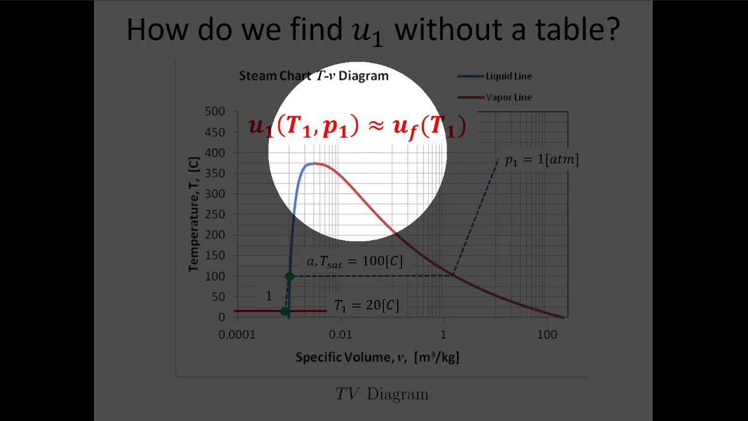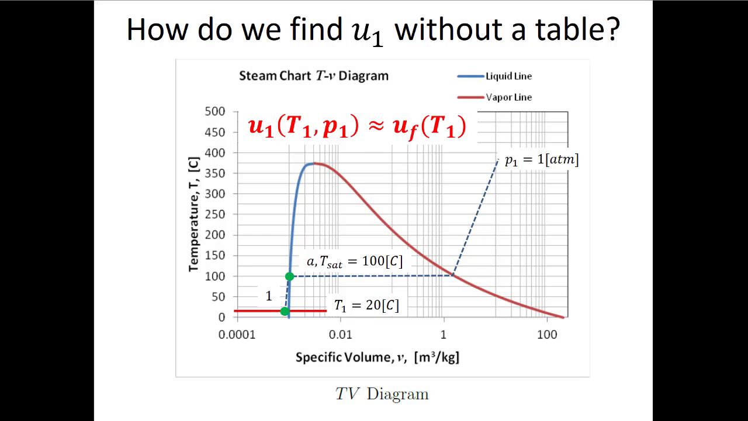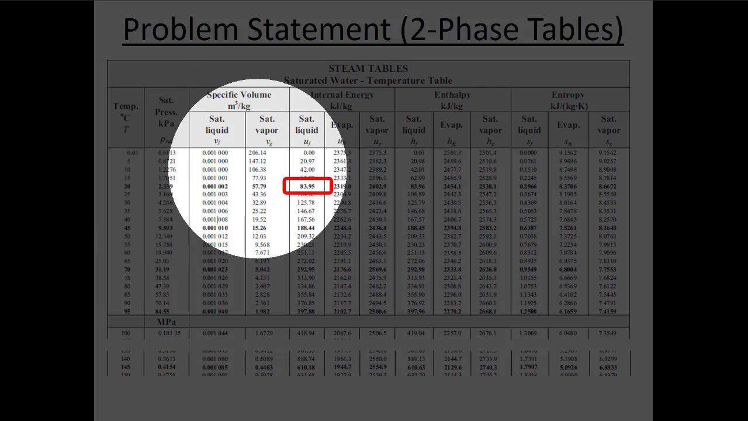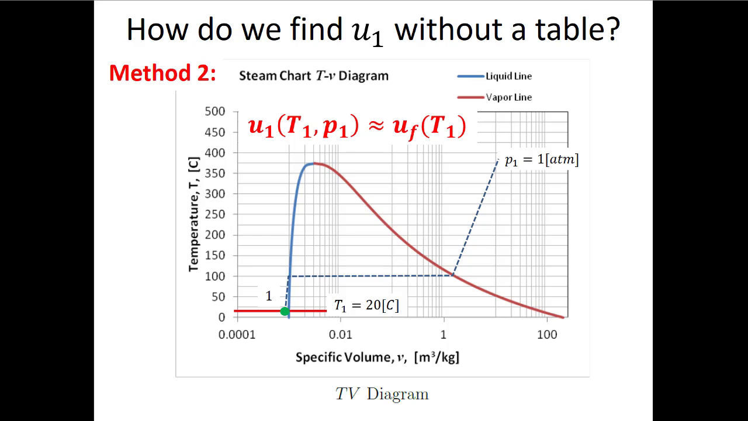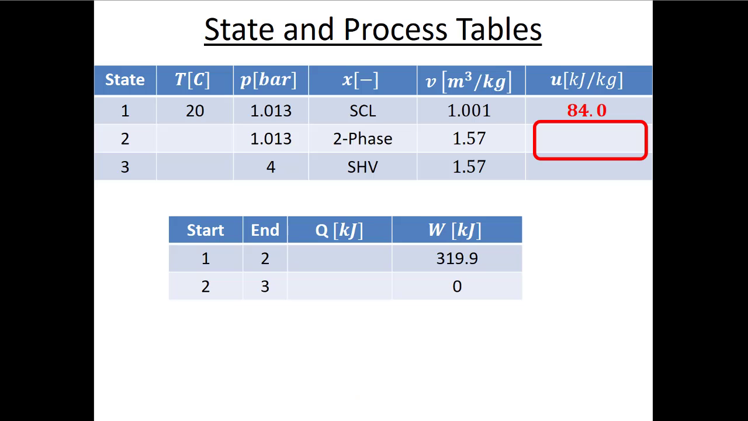So here, I'm just going to assume that for this subcooled liquid, the specific internal energy is UF at the same temperature, 20 degrees. So here, I would take this table, right? This is the table for saturated water, so this is a two-phase table. I look for 20 degrees. It's in bold over here. And I want UF, the saturated liquid specific internal energy, right? So here I have that value. I can just plug it in on my table, right? So this is 83.95 kilojoules per kilogram.